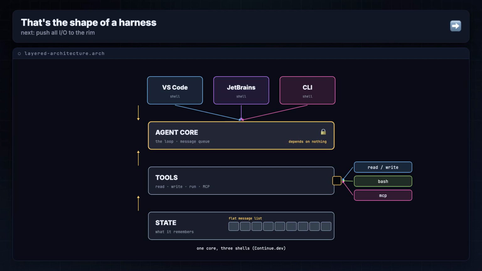But a layered stack still mixes the pure decision making with the messy input-output. Next episode, we squeeze that even harder. Push every bit of I/O to the outer rim, keep the core spotless, and model the whole system as a stream of events. That's clean, hexagonal, and event-driven architecture.